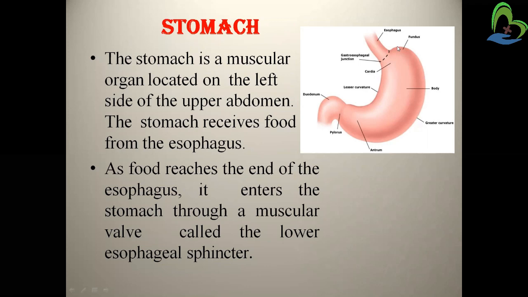The location of the stomach is the upper abdominal side, which receives the food that comes from the esophagus. As the food reaches the end of the esophagus, it enters the stomach through the muscular wall known as the lower esophageal sphincter. So through this lower esophageal sphincter, the food enters the stomach.